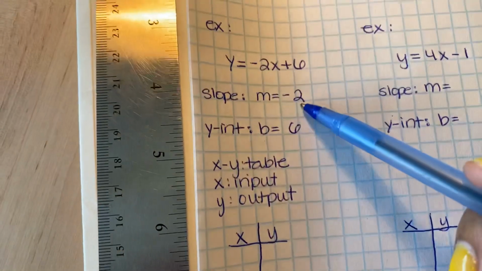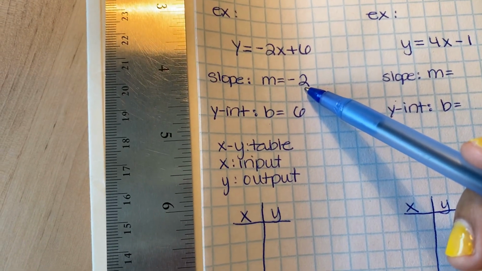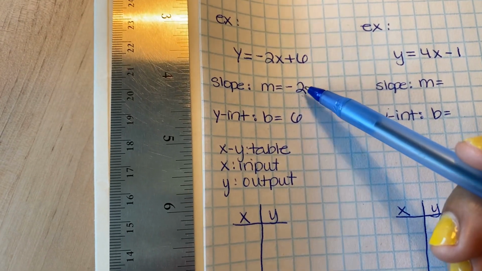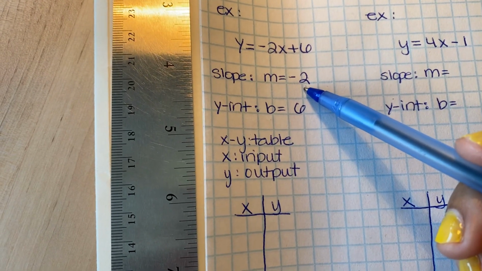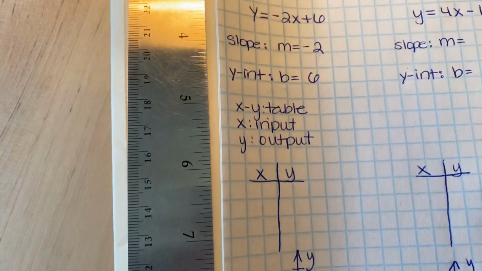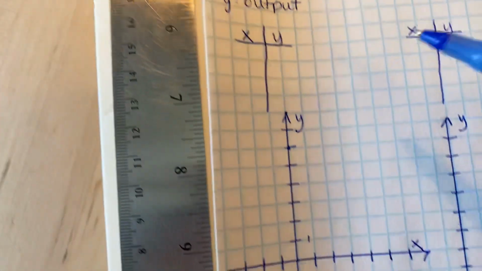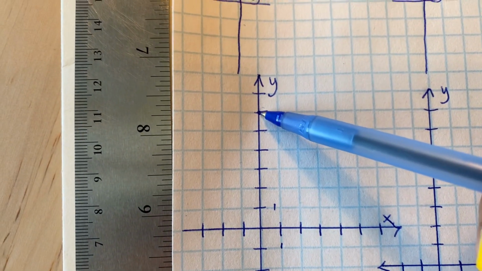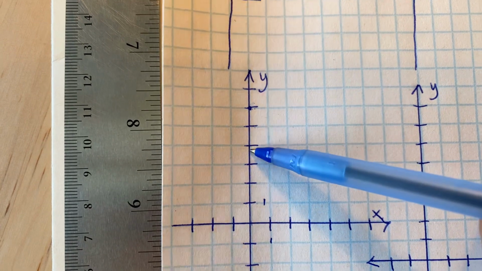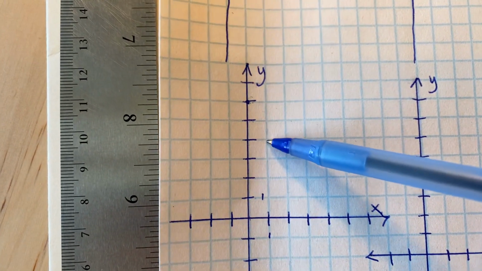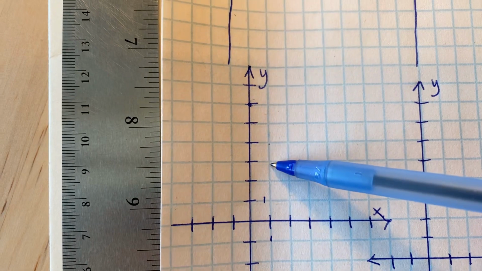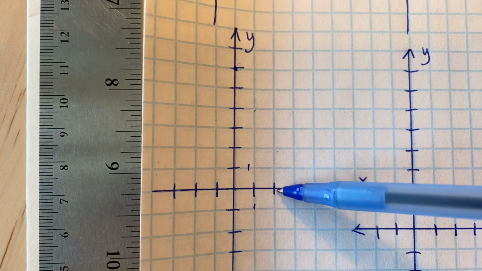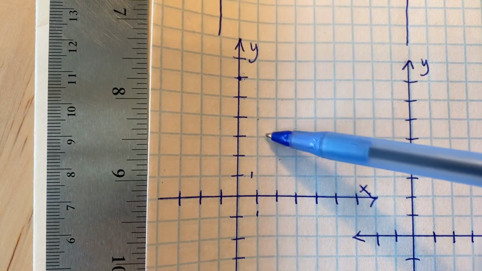And then that slope, negative 2, you understand that my numerator is negative 2, however, my denominator is positive 1, so I would go down 2, right 1. Once we solve it with the XY table, I'll go over that. But then you would just start at that y-intercept point, and you would move down 2 units and right 1, and then that would be your next point. And then you would go down 2 units and right 1, and keep going, and you would connect these points.